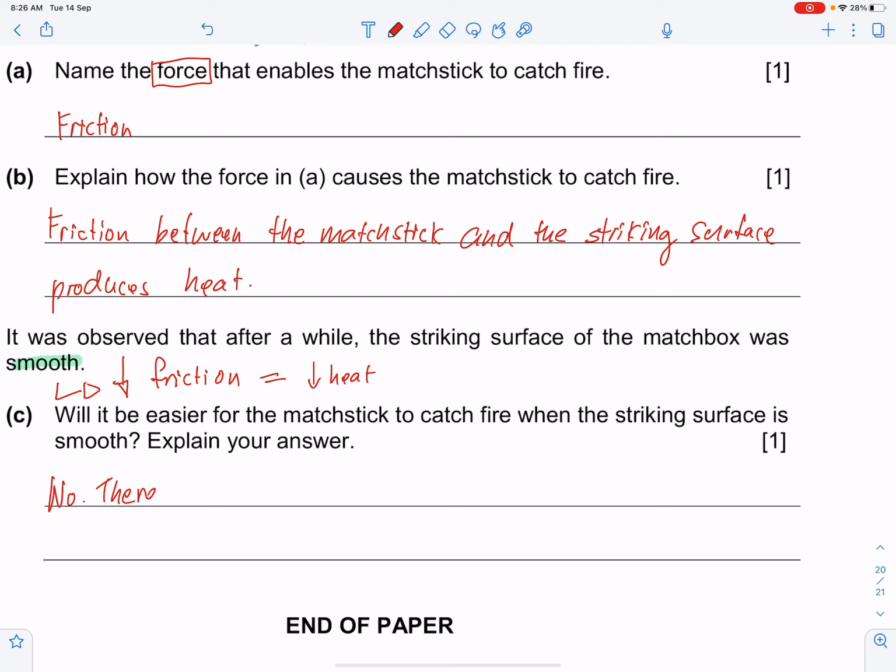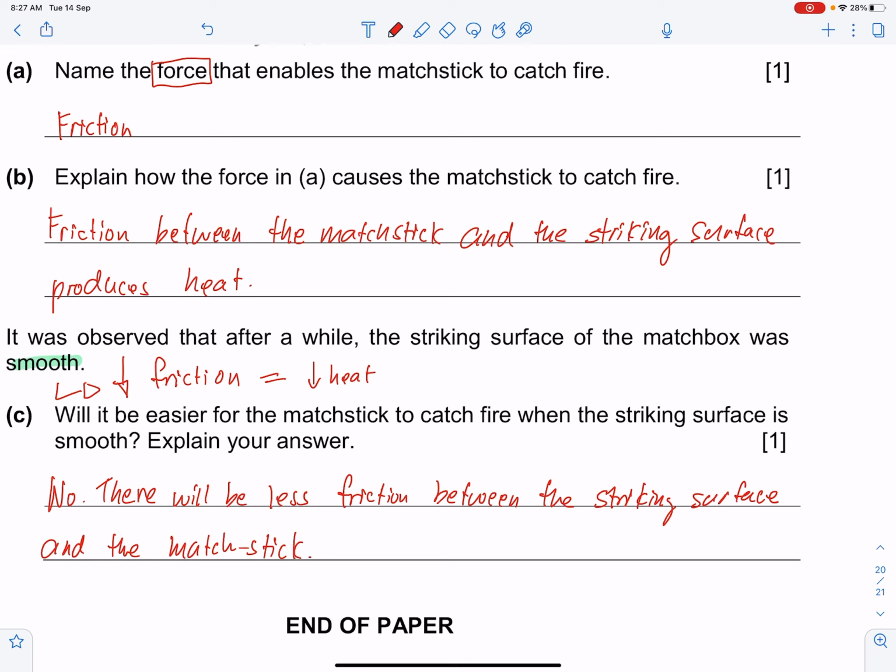There will be less friction between the striking surface and the matchstick. Matchstick is one word. Hence, this will produce less heat. So because there's less heat, fire becomes harder to start.